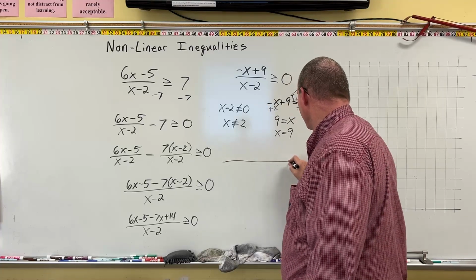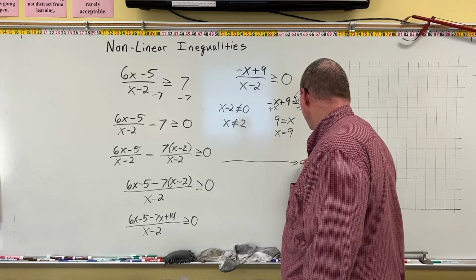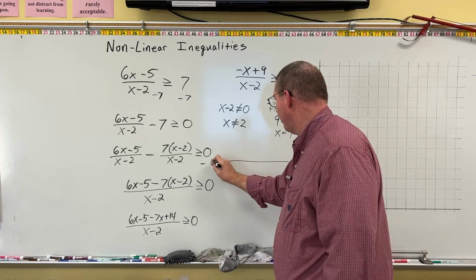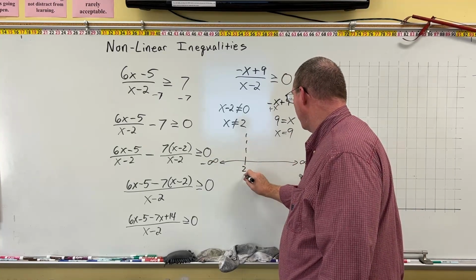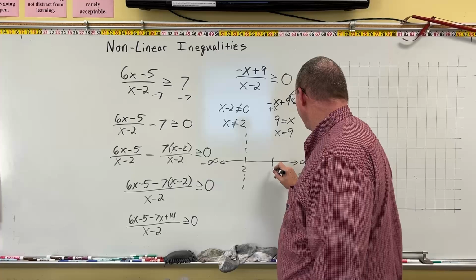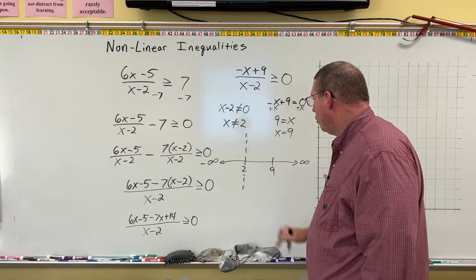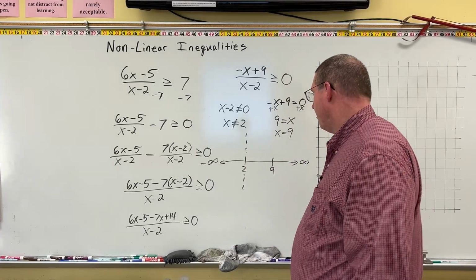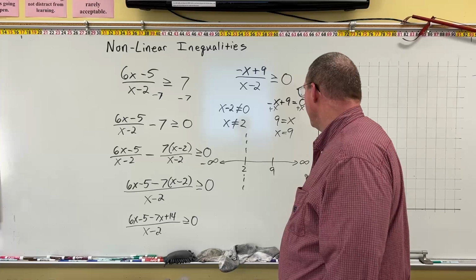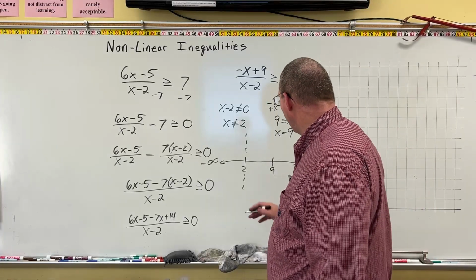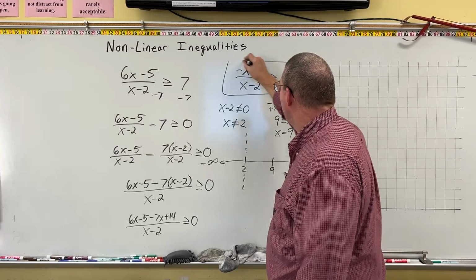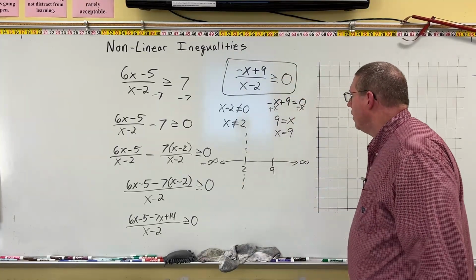So we're going to draw our sign chart, put infinity over here, put negative infinity over here. I'm going to put 2 here, and I'm going to give it the dashed lines, and then 9 over here. So remember, 2 cannot be a solution, okay? Now we just need our signs. Now, which of these equations are we going to use to plug in? Well, we can use this one. Okay, we can use our simplified equation.